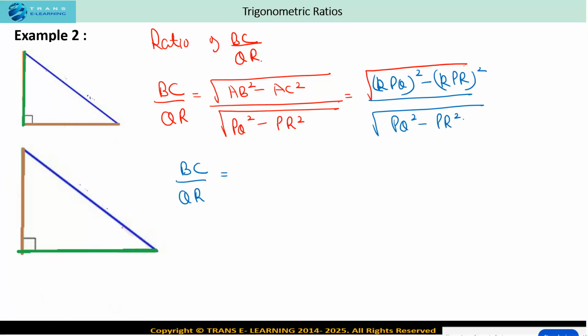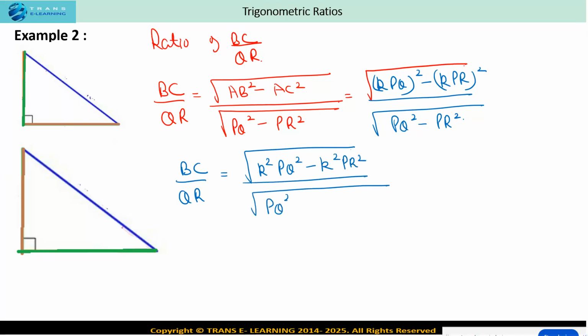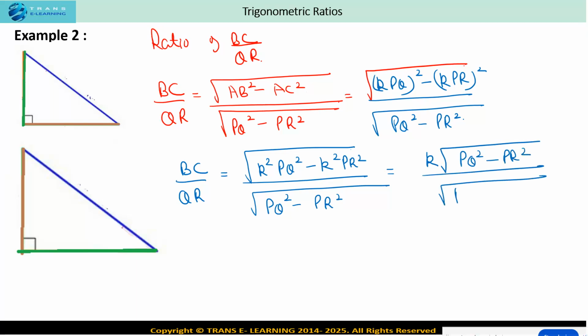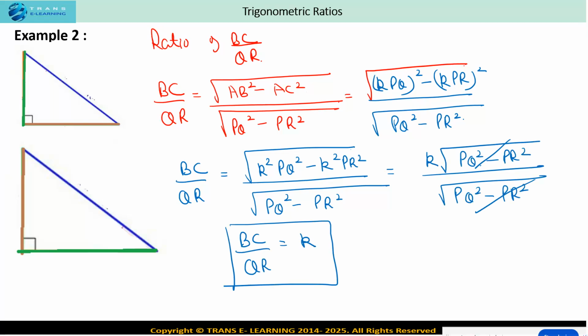Now let us solve this. BC upon QR will be equal to the square root of K square PQ square minus K square PR square, divided by the square root of PQ square minus PR square. Here I can take K square common. The square root of K square will become K, and we are left with the square root of PQ square minus PR square, divided by the square root of PQ square minus PR square. So I will cancel it out. Now you must be thinking why I have done this step. I have done this step so that I can prove the ratio of the third sides.